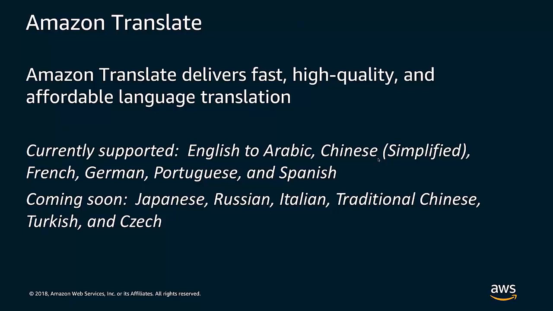Again, both Transcribe and Translate depend on deep learning models that are continuously trained and managed by AWS so that you don't have to constantly keep updating them for your use cases. Today, Amazon Translate allows you to translate text from English to one of Arabic, Simplified Chinese, French, German, Portuguese, Spanish, and vice versa. Coming soon, we're looking at languages such as Japanese, Russian, Italian, Traditional Chinese, Turkish, and Czech. So let's take a look at why you might use Amazon Translate and where it fits best.